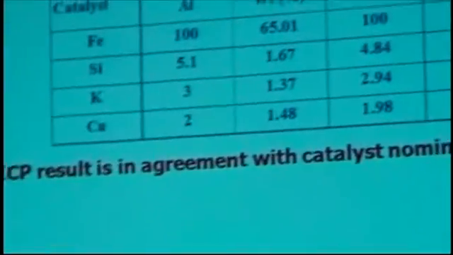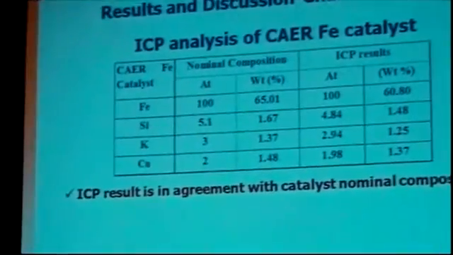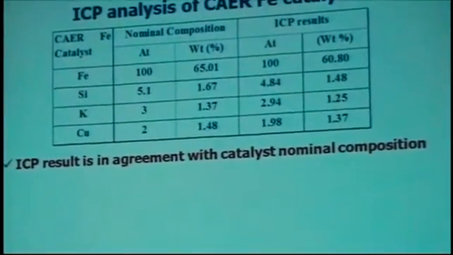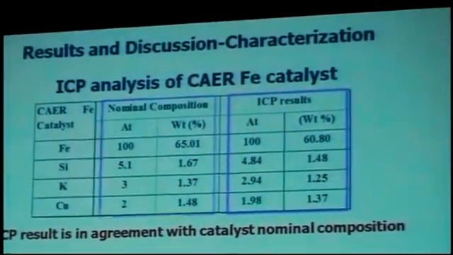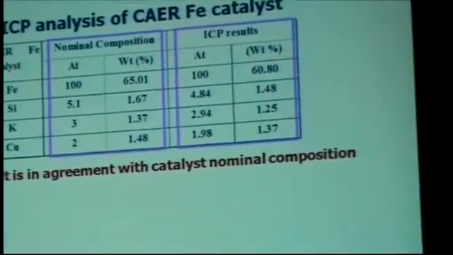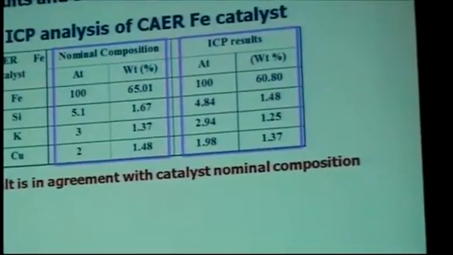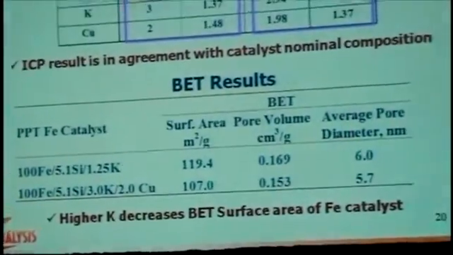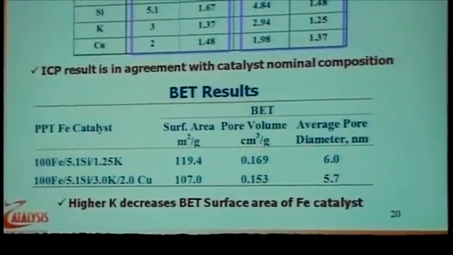Now let's look at this table. This is the catalyst composition information, and what we can find out is that the ICP results match very well with the nominal catalyst composition, which is 100 iron, 5 silica, 3 potassium, and 2 copper. And the BET results suggest that the 3K catalyst only shows 107 square meters per gram of catalyst.